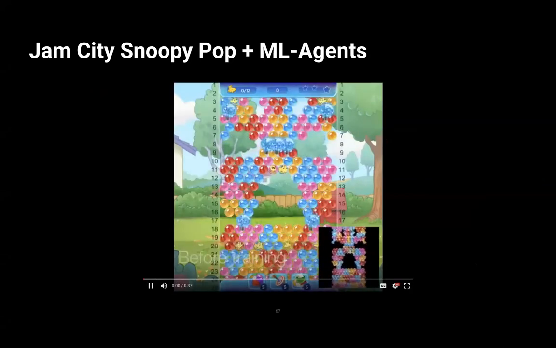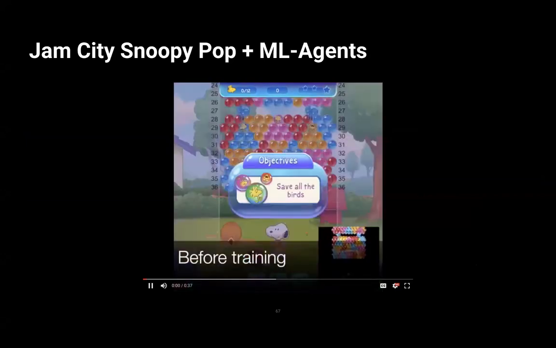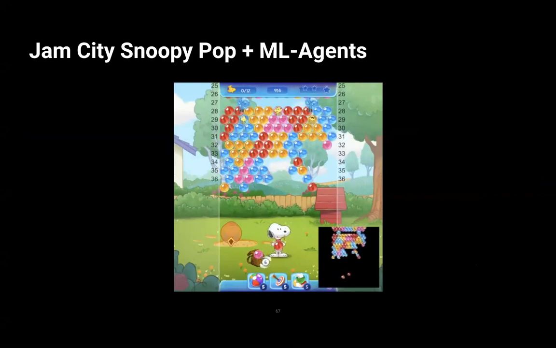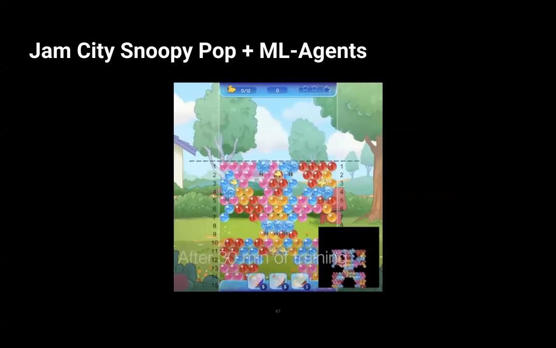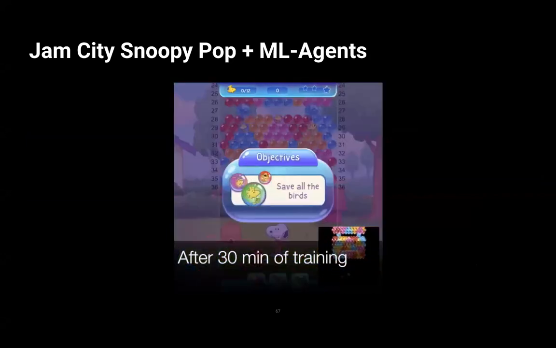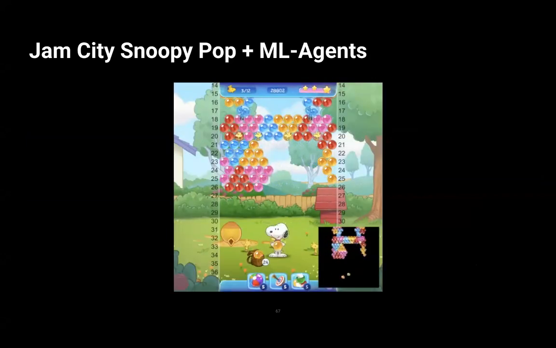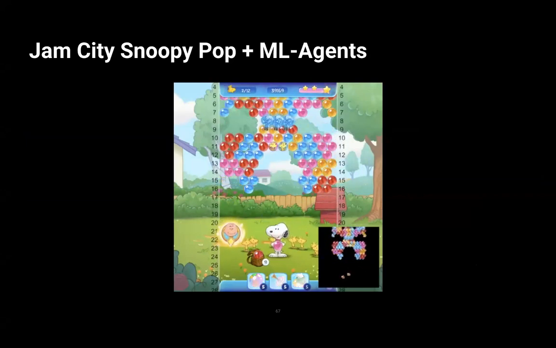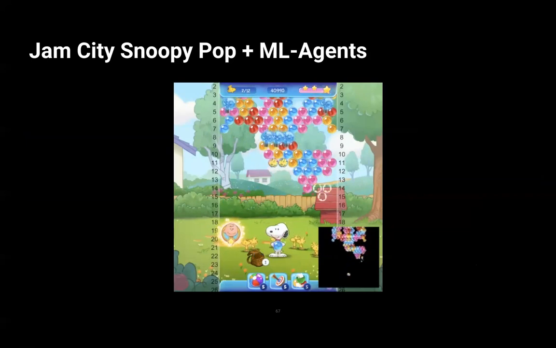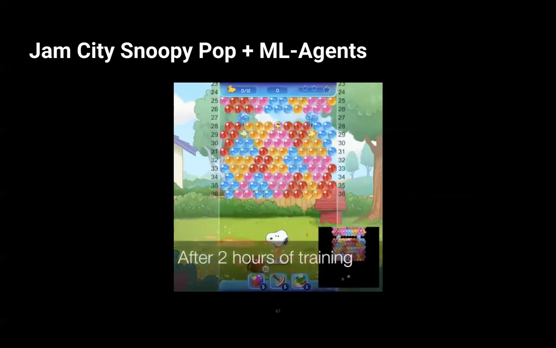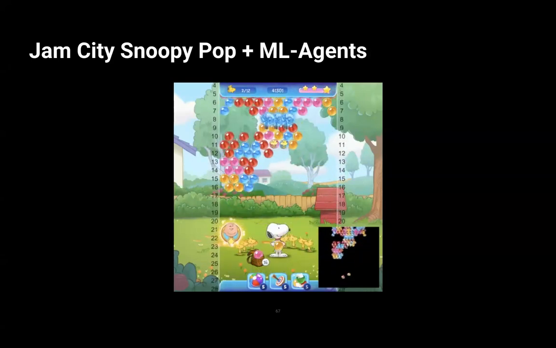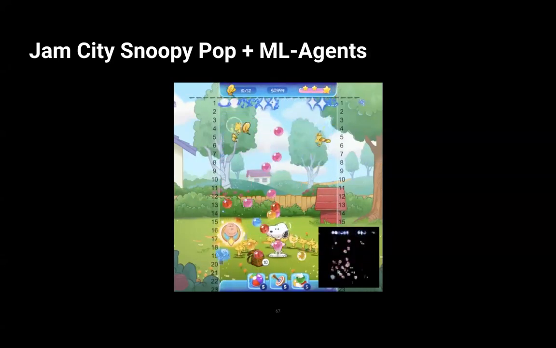And so, this game is a bit more complex than the Puppo example. But the agent does learn a reasonable policy. So without training, the agent is just shooting randomly. After a bit of training, it's starting to clear out the board, but it's still not quite doing what we want. Finally, after a couple hours of training, it's able to win the game fairly readily.